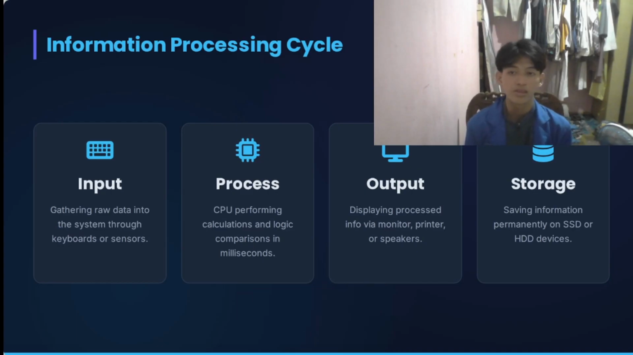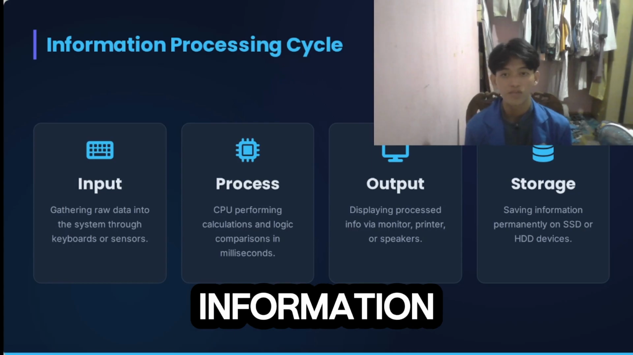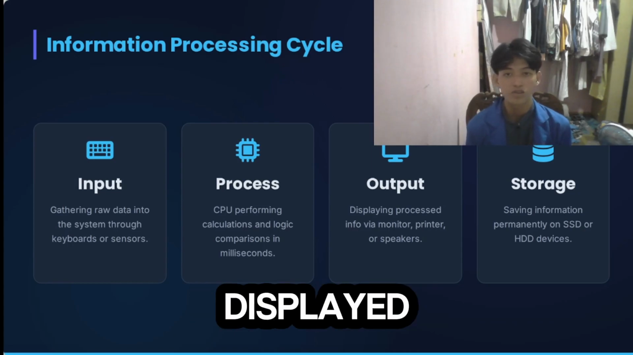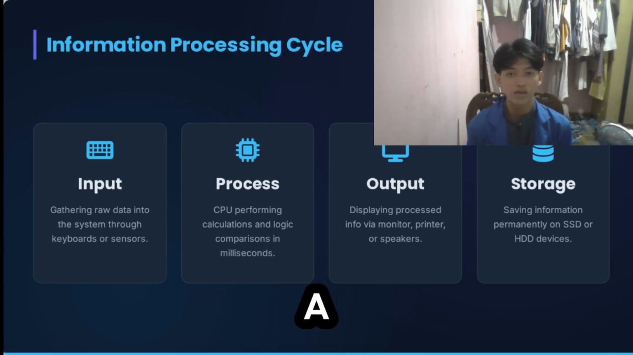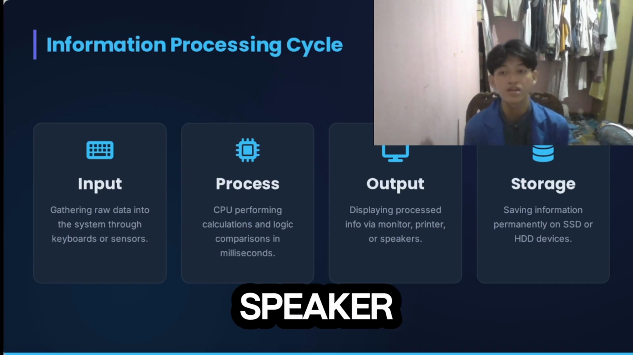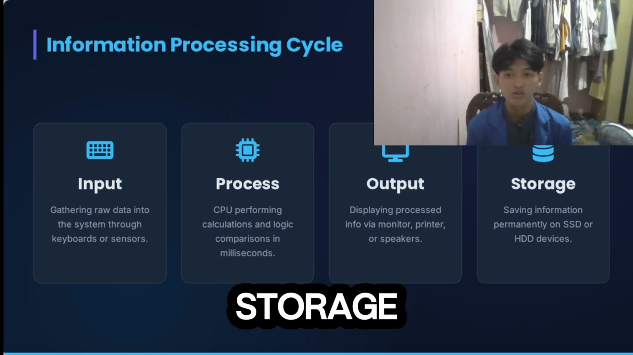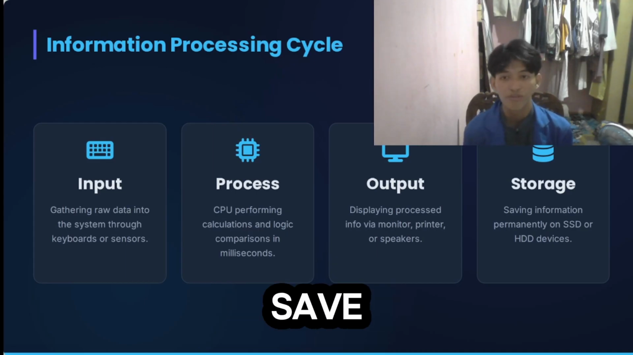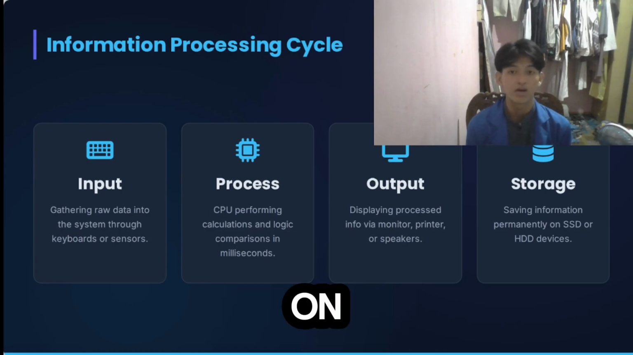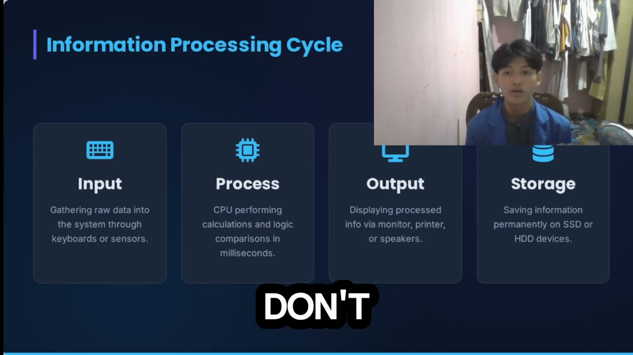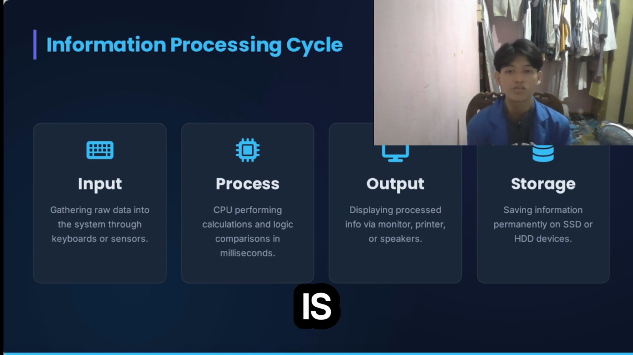Number 3, third is output. The processed information is displayed to the user via a monitor, printer, or speaker. Number 4, last is storage. It saves the data permanently on devices like SSD or HDD, so we don't lose a file when the power is turned off.